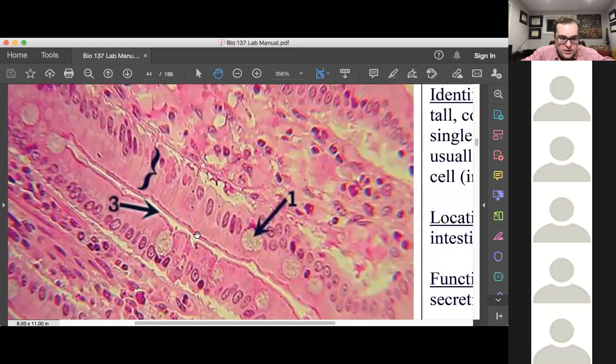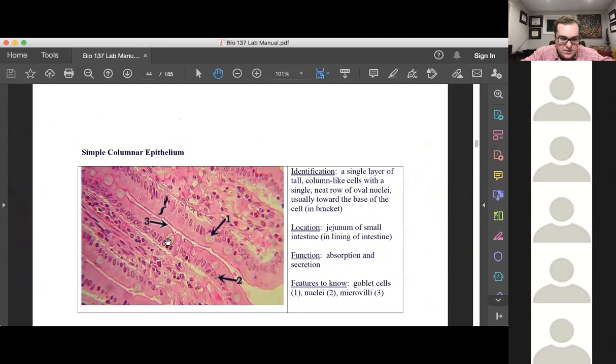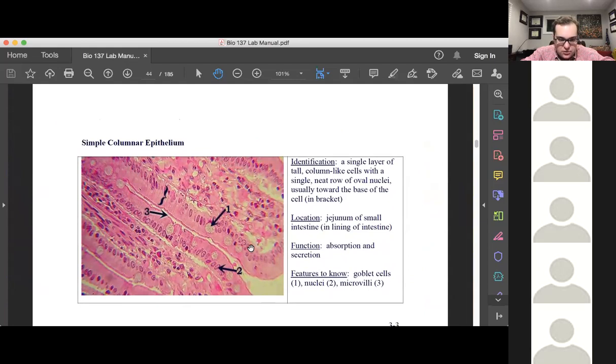So the interesting thing about microvilli, another goblet cell here, by the way. All right, goblet cell. This is kind of like the lumen here, so it's going to secrete into this cavity. This is where nutrients come in and everything, and it'll absorb in.